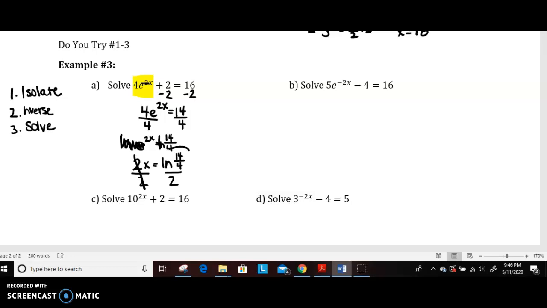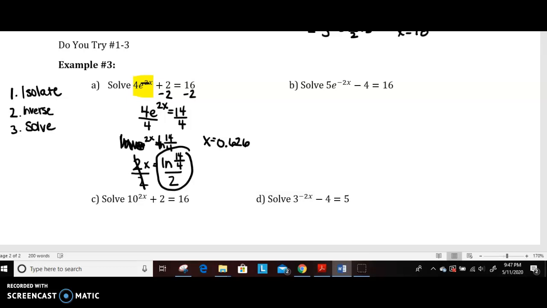I'm going to put all this into my calculator to evaluate it for a number. And you should get x equals 0.626. Okay, if you're not getting that, it's just a calculator error. Come see one of your teachers so we can help you out there. It'll be a real quick fix.